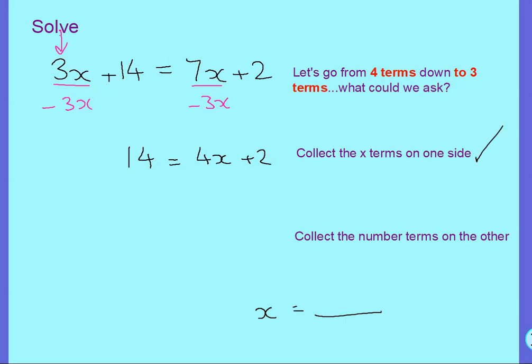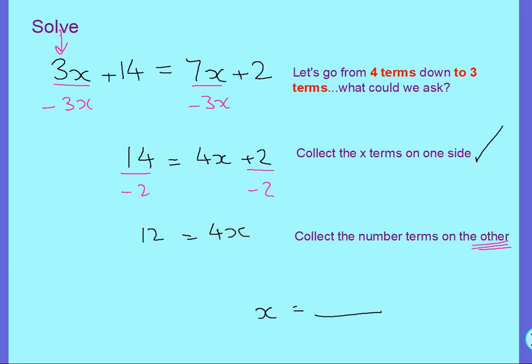Okay, so the number terms need to be on the other side. This is the important word. Well, here are my number terms, but they need to be on the other side to the x. So they need to be on this side. So this time, we need to get rid of the minus 2. So we have on the left, 12. On the right, just 4x.